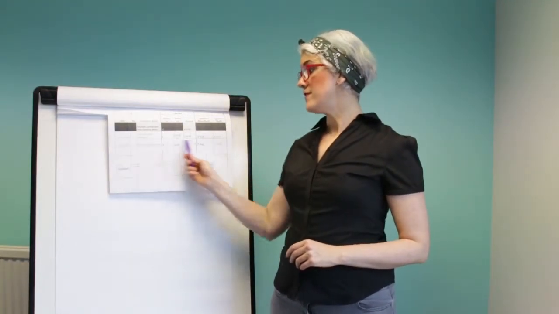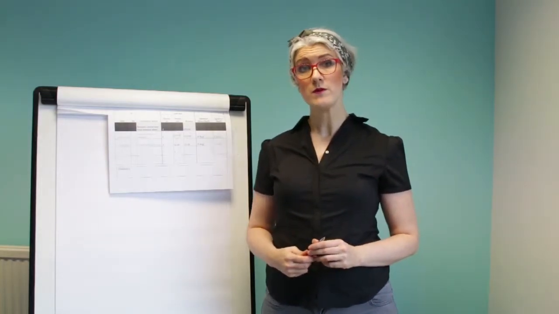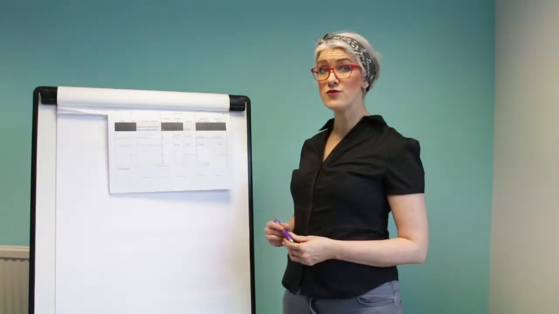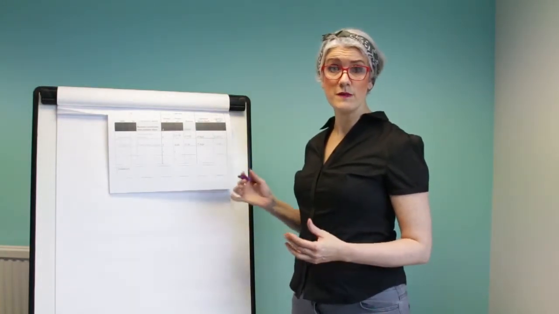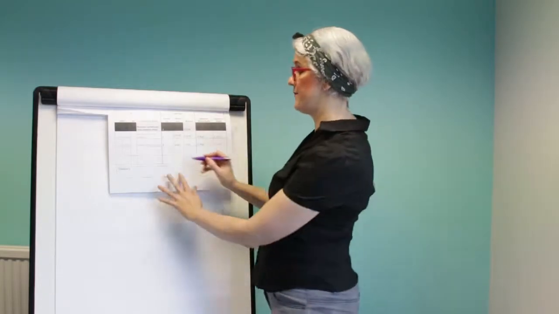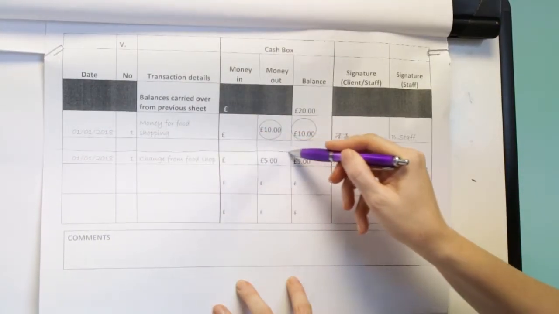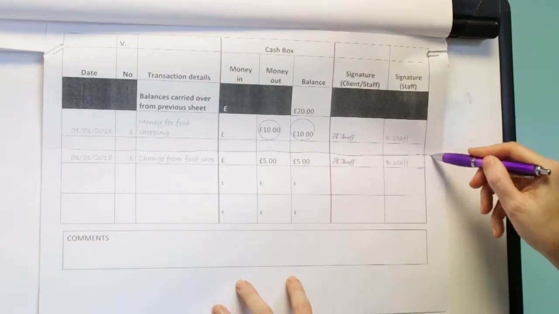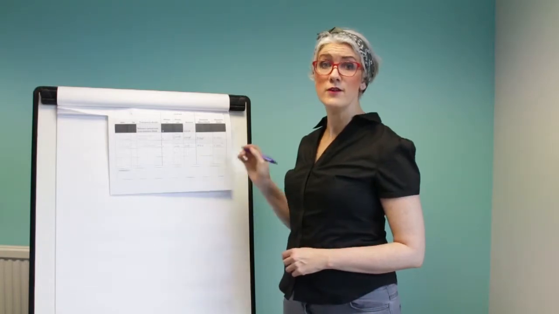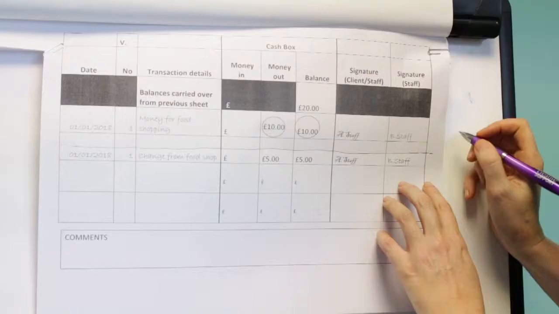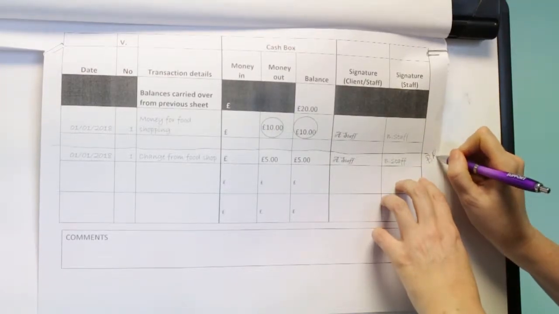We're going to imagine that we've just made this error and then we've spotted it straight away. So what we're going to do is score through the whole line so that no changes can be made to it retrospectively. So a line all the way through, and then we're going to put our initials next to it so that it's clear to everybody who has made the amendment. So I'm going to put BR there.